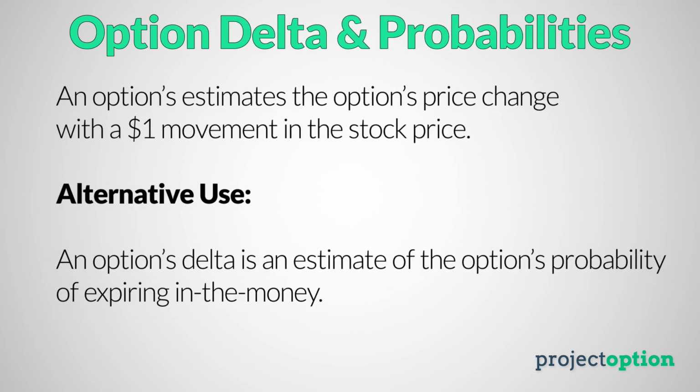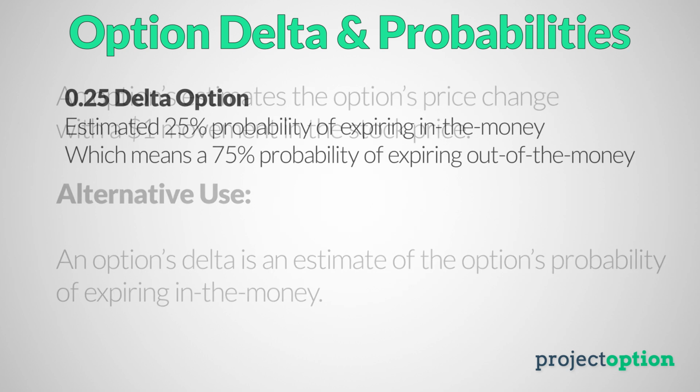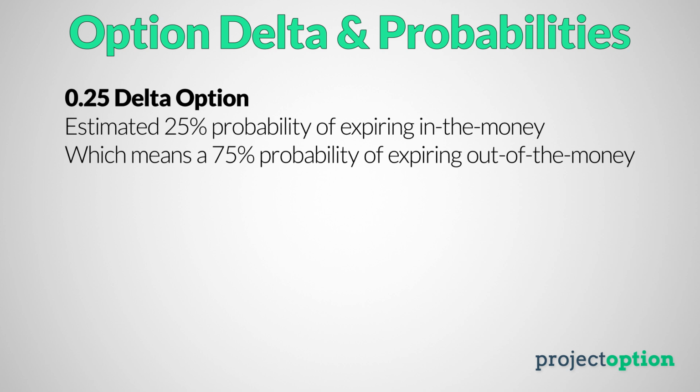While delta is the estimated change in an option's price given a $1 change in the stock price, the delta of an option is also used as an estimate for the probability of that option expiring in the money. For example, I mentioned selling a 25 delta call and a 25 delta put as part of that iron condor strategy that I just mentioned.